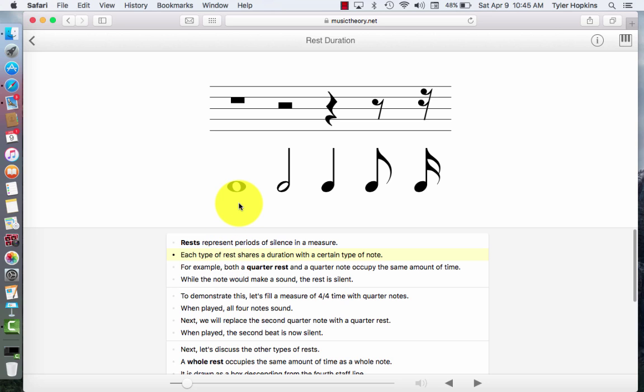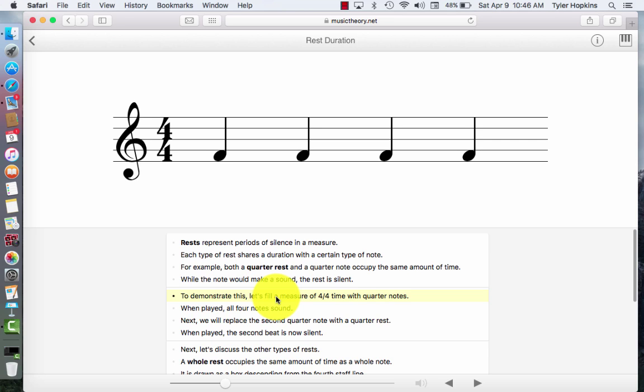So, as you can see here, the whole note lines up with the whole rest. The half note lines up with the half rest. The quarter note lines up with the quarter rest. The eighth note lines up with the eighth rest. And the 16th note lines up with the 16th rest. For example, both a quarter rest and a quarter note occupy the same amount of time, as you can see here. While the note would make a sound, the rest is silent.